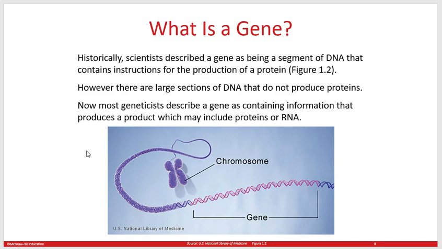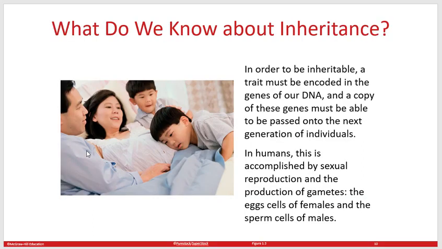There are large sections of our DNA that do not produce proteins. And we used to call that non-coding DNA. But those non-coding portions of DNA we found are actually pretty important in the homeostasis of our body and in the things that we do. But we're going to focus on the genes. And a gene builds a protein. Okay, so in order to be inheritable, a trait has to be encoded in the genes of our DNA, right? Because that's the only thing we pass on to our offspring, a set of DNA.